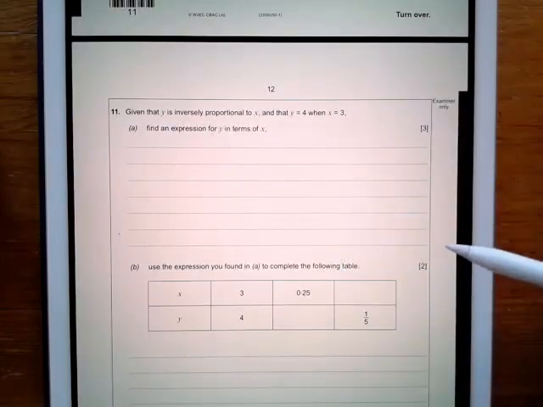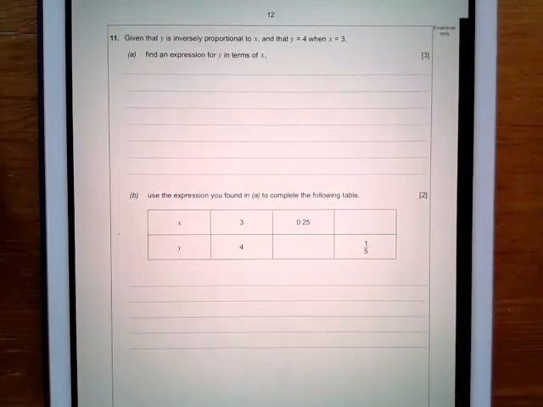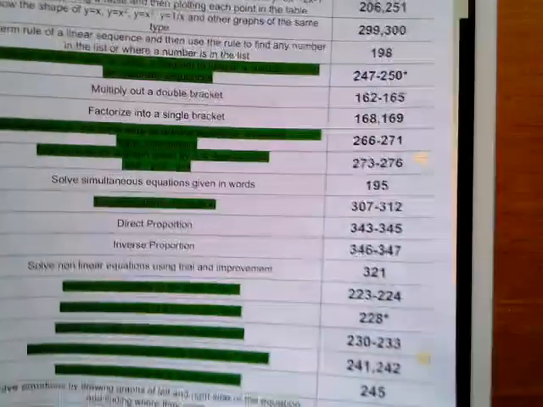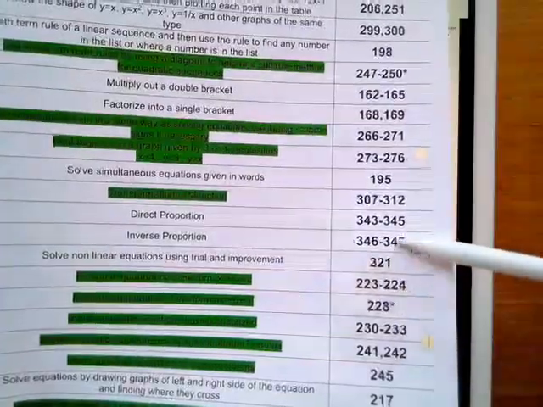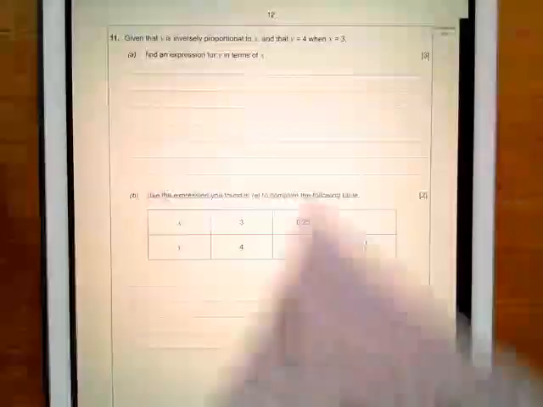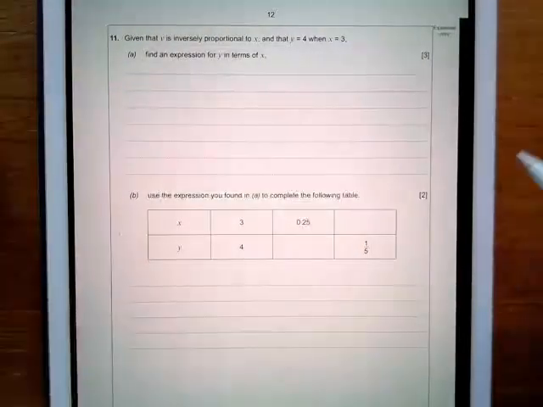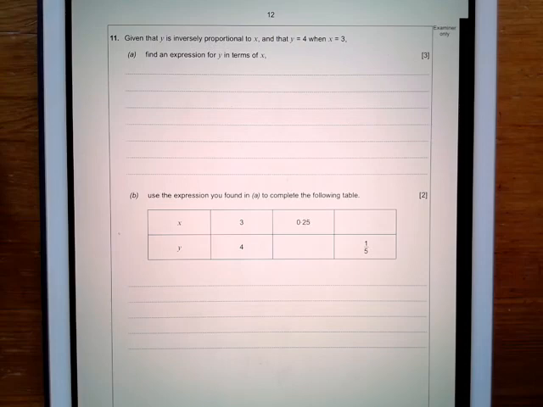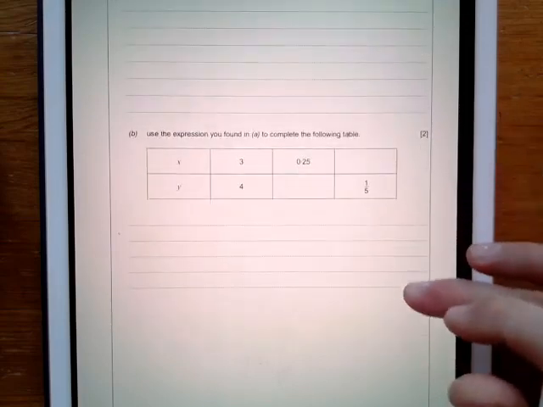Inverse proportion. We've done some work on this quite recently. This is on here, so you can look up in those videos if you need to how to do that. Y equals k over x if it's inversely proportional, or y equals k times x if it's not. But I know we've done that.